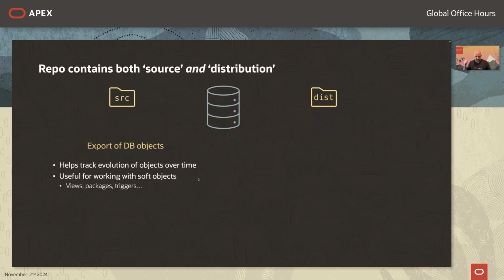It's well organized. So you're going to go into source, database, the schema name, the object type. You're going to find that file that's related to your object. You can make your change and compile that in from there. So that's what you're going to use source for.